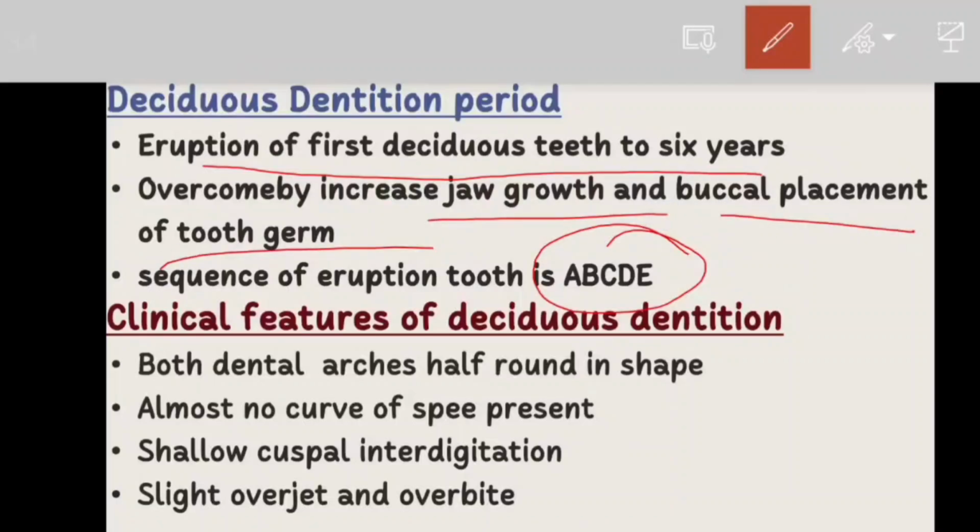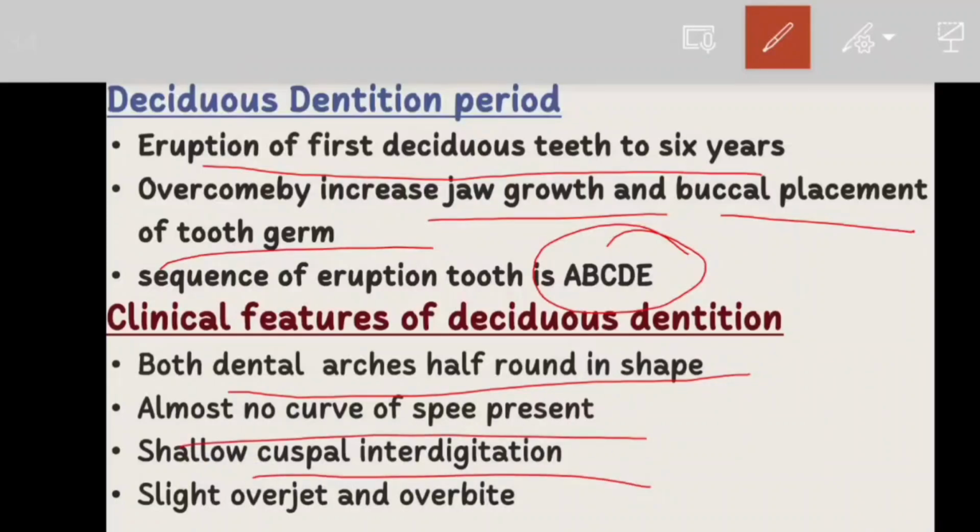Now we see the clinical features of the deciduous dentition. First, both dental arches are half round in shape. Almost no curve of Spee is present. There is shallow cuspal interdigitation and slight overjet and overbite. An important point is that the primary teeth are more upright.